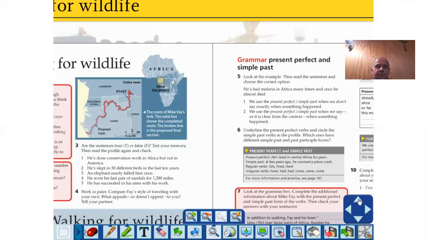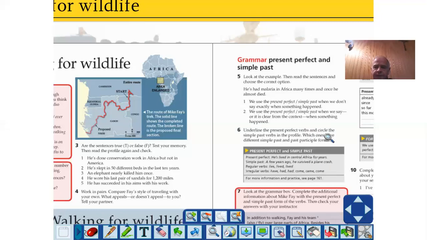Okay, so we're going to go back to this later, but now we're going to focus on the grammar aspect. Okay, we're going to work with the present perfect and the simple past. Kimberly, read that, please. Look at the example. Number 5 in there.